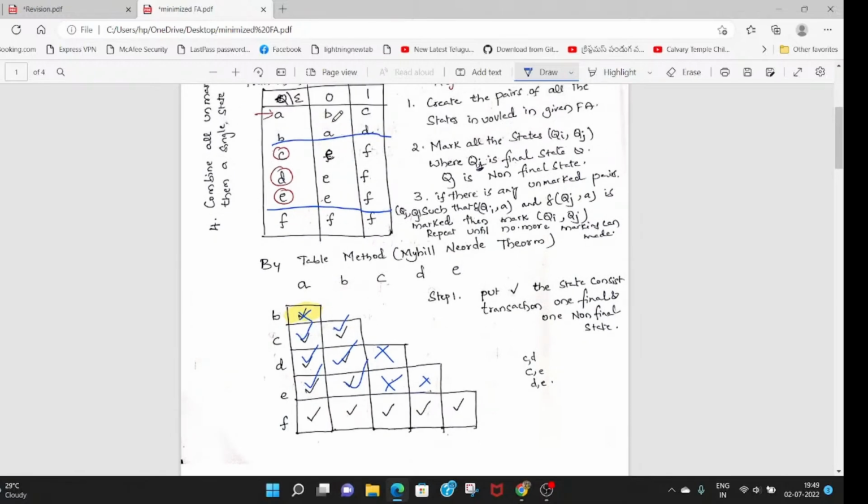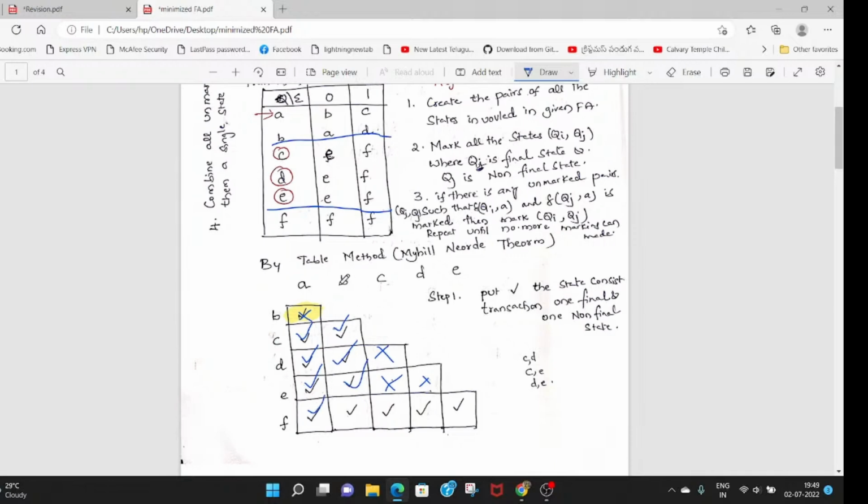So I consider AF. I'm having B and F. Now you're finding B and F. So both are non-final states. And here I'm getting C and F. Here C is a final state. So because of that reason, I'll make it a tick mark here.